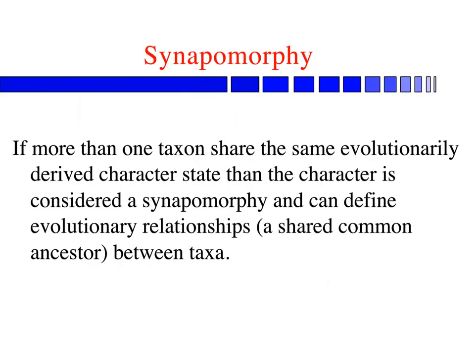Now again, these trees are put together based on what are called synapomorphies, and these are shared derived traits, which means the common ancestor has them, and that everybody that came from the common ancestor had it. Okay, so it's a shared derived trait. That's what a synapomorphy is.